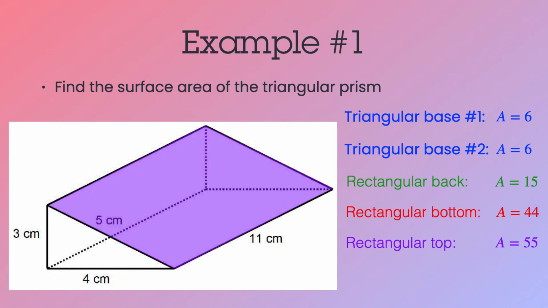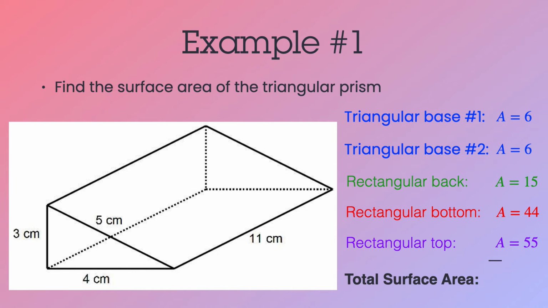So we have found all of the areas of the different faces. Now we just need to total them up. So we add these all together, 6 plus 6 plus 15 plus 44 plus 55, we get 126.